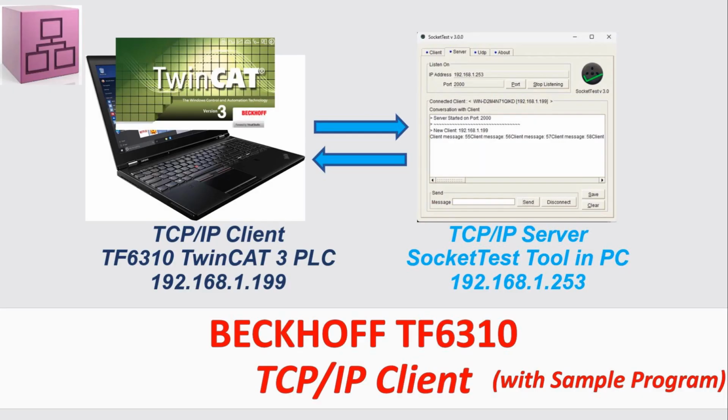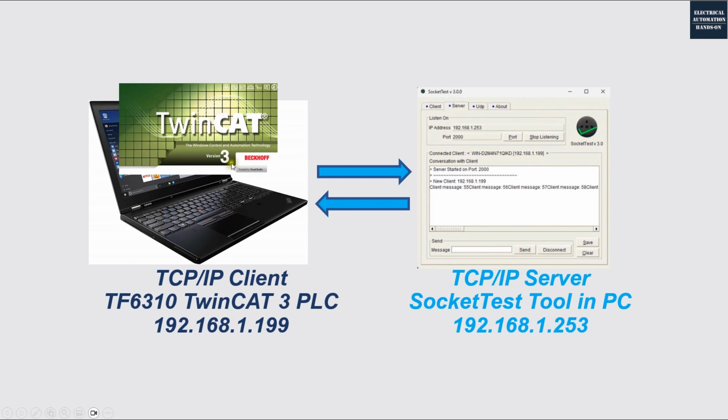Hello everyone, in this video I'd like to show how we can implement the TCP/IP client role by using Beckhoff TwinCAT TF6310, the TCP/IP package. In this video I will use one laptop to run TwinCAT and the TCP/IP client role. This computer's IP address is 1.199.